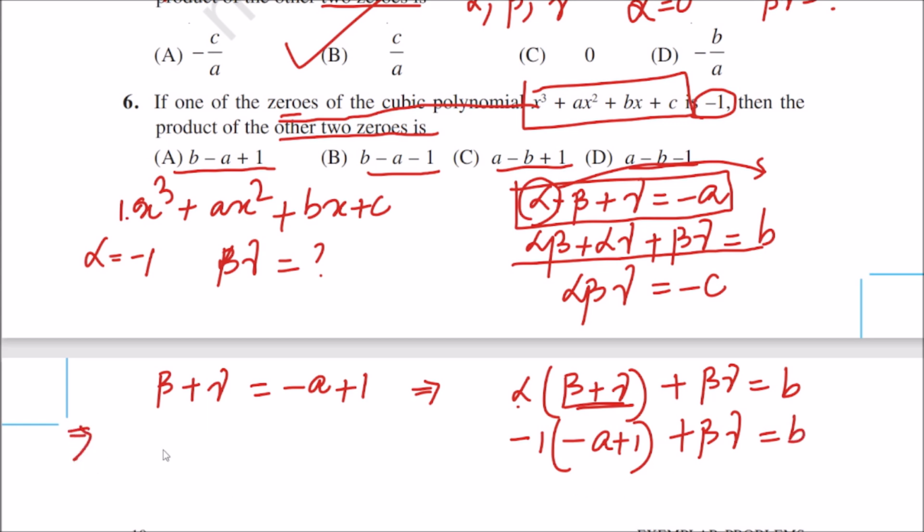From this I'll get beta gamma is equal to b minus a minus 1. So what is the answer? Answer is A.